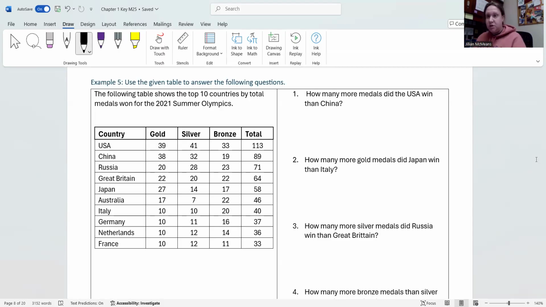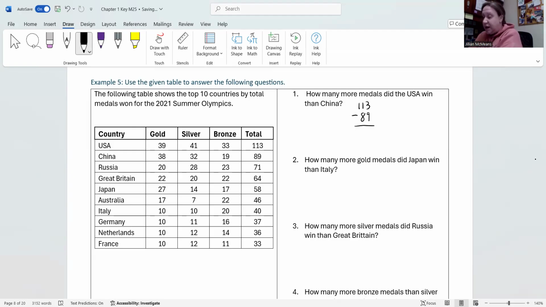So let's answer the questions based on this. For part 1, it says, how many more medals did the USA win than China? So we just want to take the difference in these two numbers. Again, sometimes "more than," even though that sounds like addition, if you want to know how much more than, you're frequently going to be subtracting. So we want to take the number of medals the US won, which is 113. We want to subtract the number of medals that China won, which is 89.